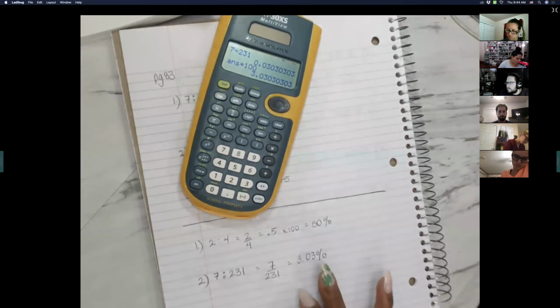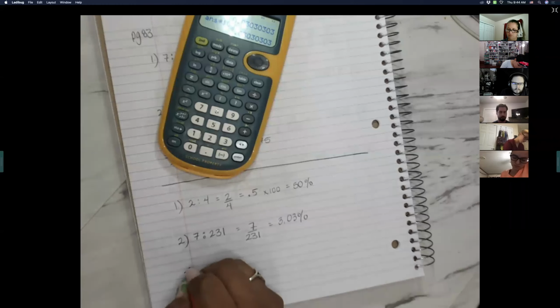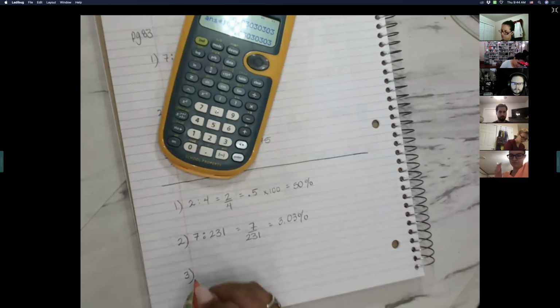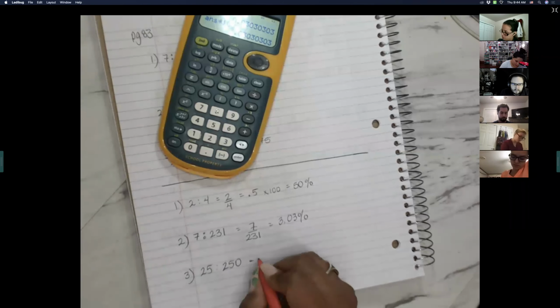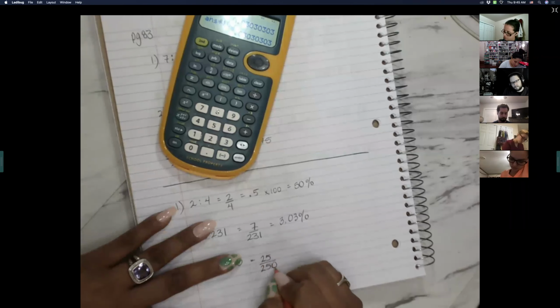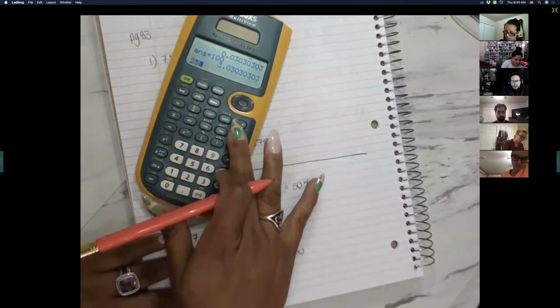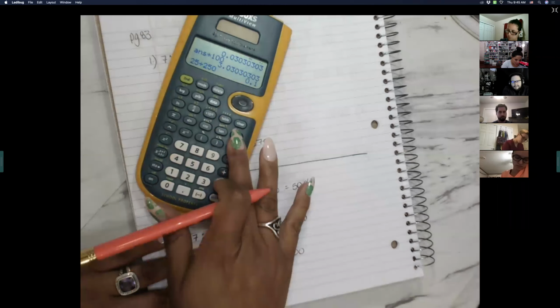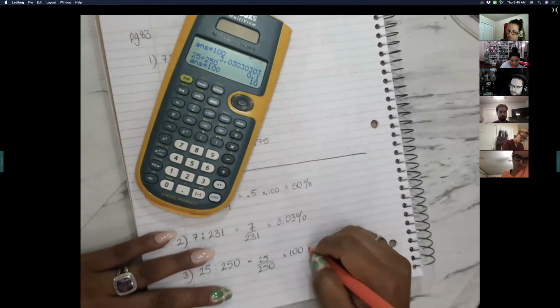Okay? And for funsies, let's do number 3. And it's asking us to convert 25 to 250. Same thing, 25 over 250, multiply it by 100. 25 divided by 250 times 100 gives you 10%.